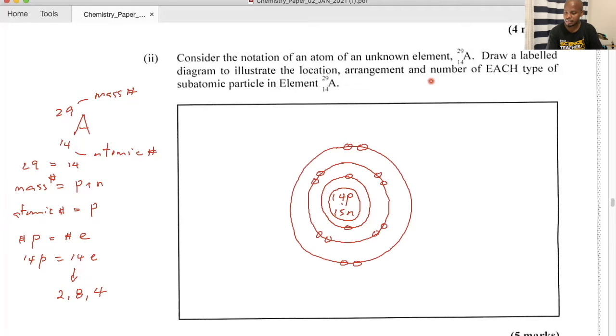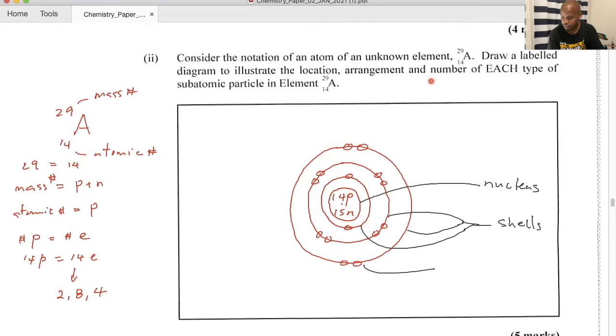So we just want to label now. So this would be our nucleus, and we have 14 protons, 15 neutrons. These would be our shells, and then each of these would be our electron. So there we go. Protons. So of course, these are our protons and our neutrons.